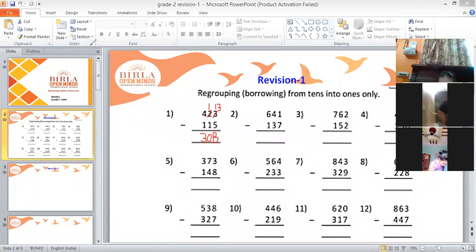This is how you all are paying attention. Krishika and Dhriti, you both don't even know from where you have to take borrow. What is this?